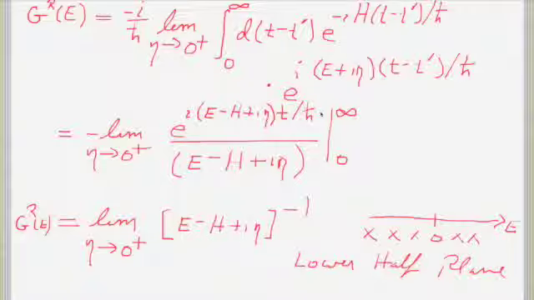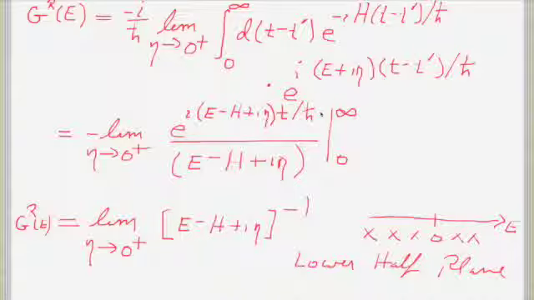So your retarded Green function is analytic in the upper half plane. So if I were to do a closed contour integral of the retarded Green function in the upper half plane, I'd get 0. And that's actually used later on, that fact.